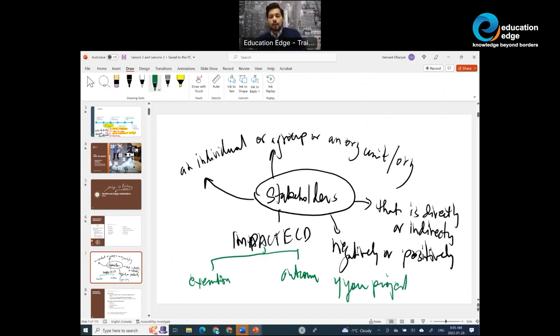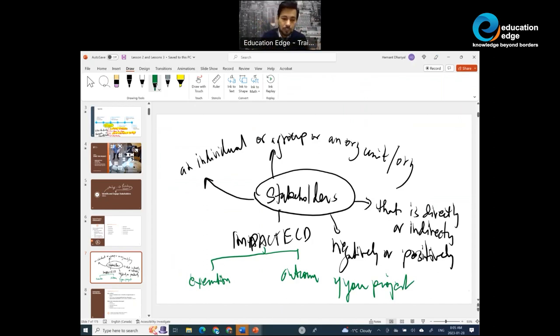So if you take a look at this mind map here, it says stakeholders could be an individual, a group, or an organization, or sometimes even the entire organization that is directly or indirectly, negatively or positively impacted by the execution or the outcome of your project. If a certain stakeholder does not fit this definition, that stakeholder should not be documented in your stakeholder register.